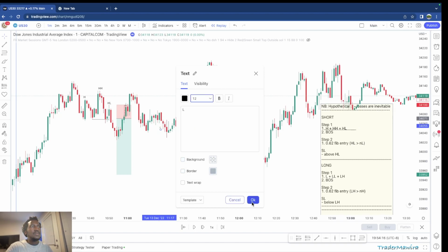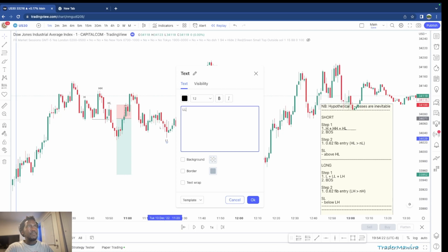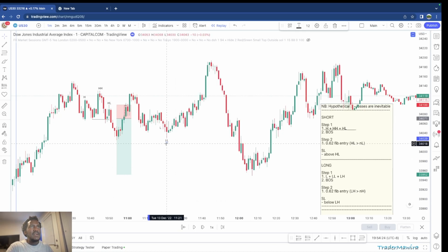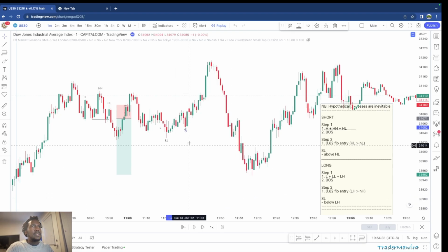Too big, let's do 12. And then we do have a lower low right there, and then we do have a higher low right there, a higher low right there. And then we do have a breaking structure, which is the high between the low, which is the lows right here, and the lower low. So that's just perfect. And we do have a break of structure right there.